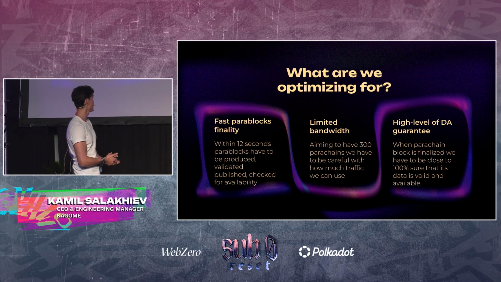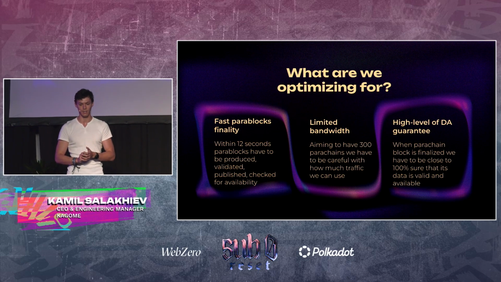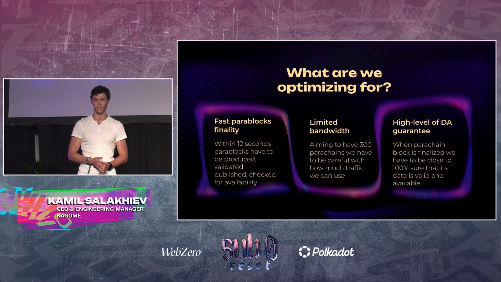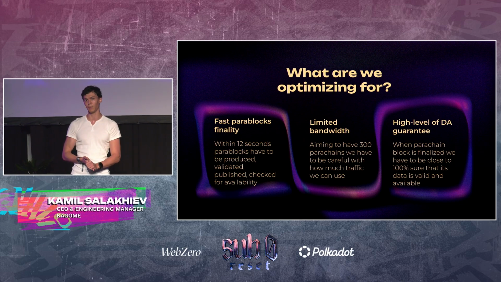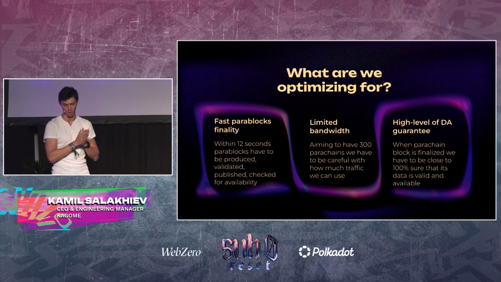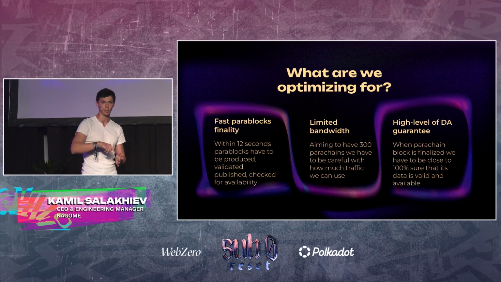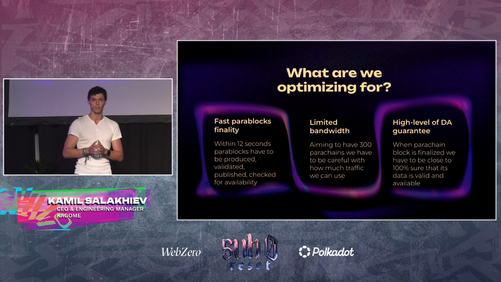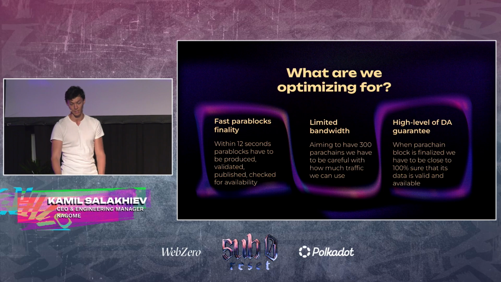The second thing is that we have to optimize the bandwidth that we use. Targeting more than 300 parachains on Polkadot, there will be a lot of traffic, a lot of transactions that we're making available. So we have to keep in mind how to use traffic in the most optimal way. And the next thing, of course, is that we should have a very high level of data availability guarantee. As soon as the parachain block is finalized, we have to be close to 100% sure that the data is available and that we can actually execute this parachain block ourselves and check that it's valid.